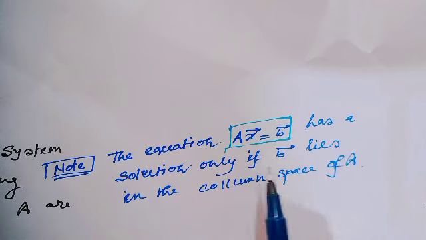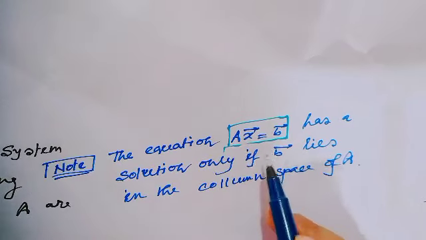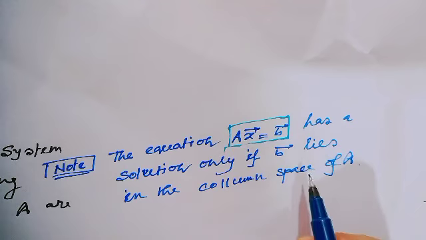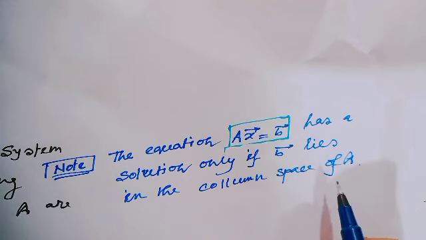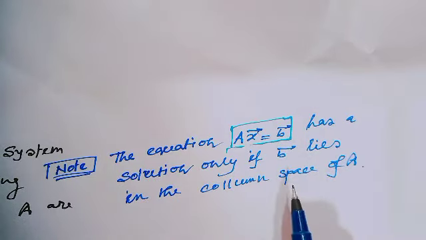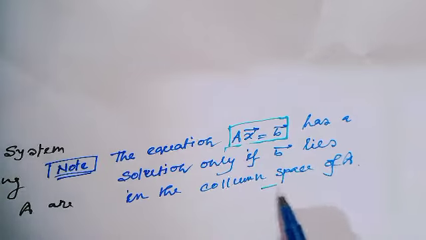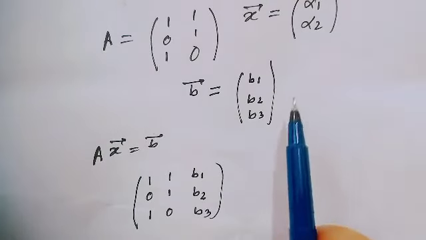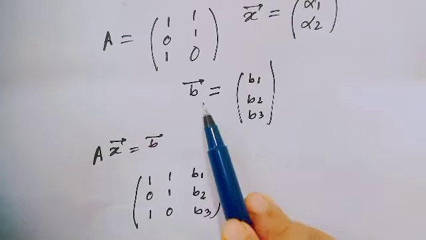I highly recommend you understand when the solution of Ax equal to b exists. This is very important for any competitive exam, CSIR NET, GATE, IIT JAM, and so on. The solution exists when b lies in the column space of A. Now let's come back to our original question. Here we have to find the vector b.